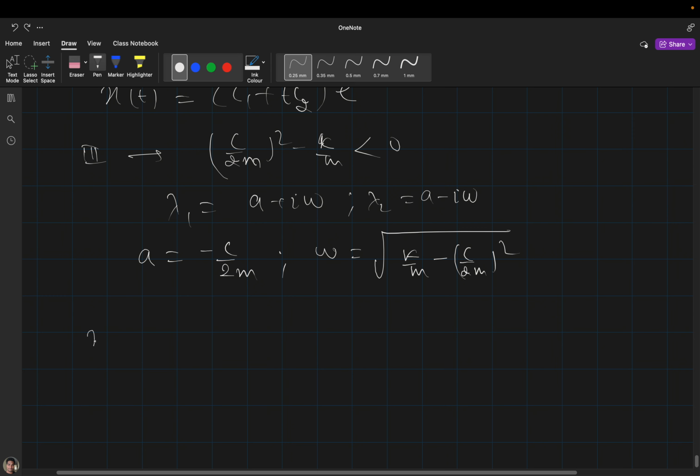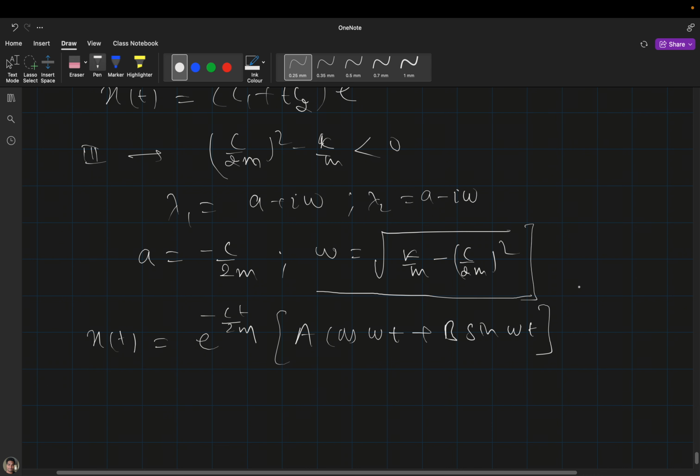Okay, so what will be the solution? The solution will be x(t) equal to e raised to the power minus ct by 2m times (a cos omega t plus b sin omega t). This omega is called natural frequency, no, not this. This whole term will be called the damping frequency. In this case, it is the damping frequency.